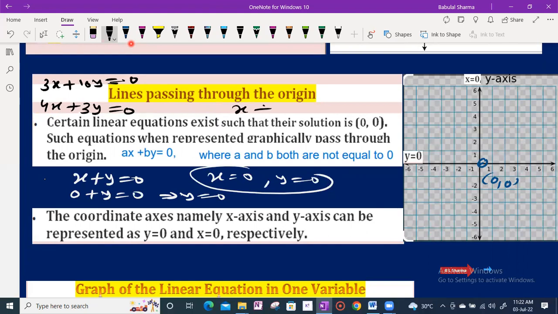But x plus 3y plus 7 is equal to 0. Yes, यहाँ पे ये constant term 0 नहीं है. That is why the graph of this equation will not pass through the origin.